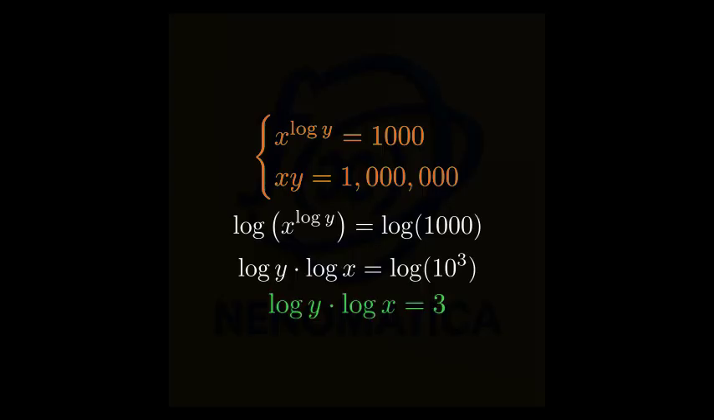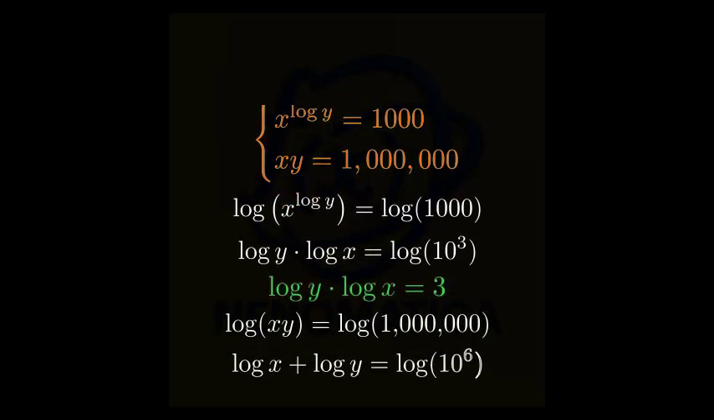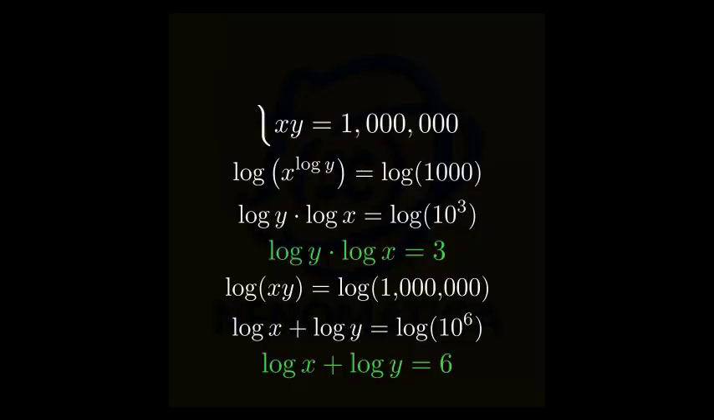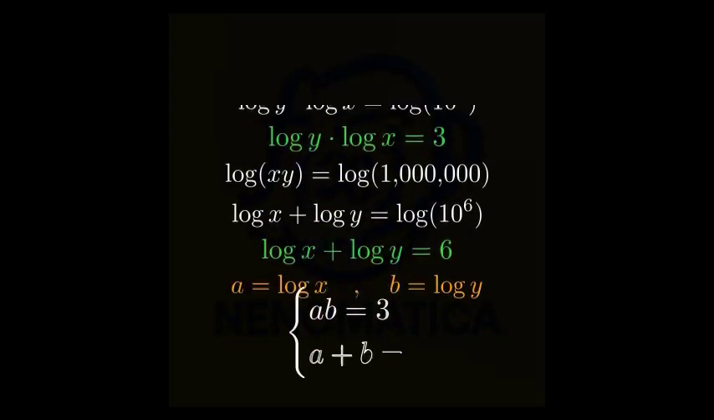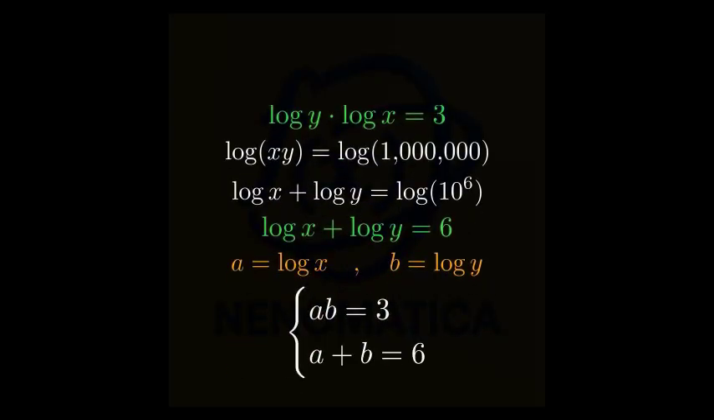Next, we take the base 10 logarithm of the second equation. Log of x y equals log of 1,000,000. Apply the product rule, log x plus log y, and write 1,000,000 as 10 to the 6. We conclude that log x plus log y equals 6. To make the algebra transparent, we introduce substitutions. Let a equal log x and b equal log y. Then our system becomes a times b equals 3 and a plus b equals 6.